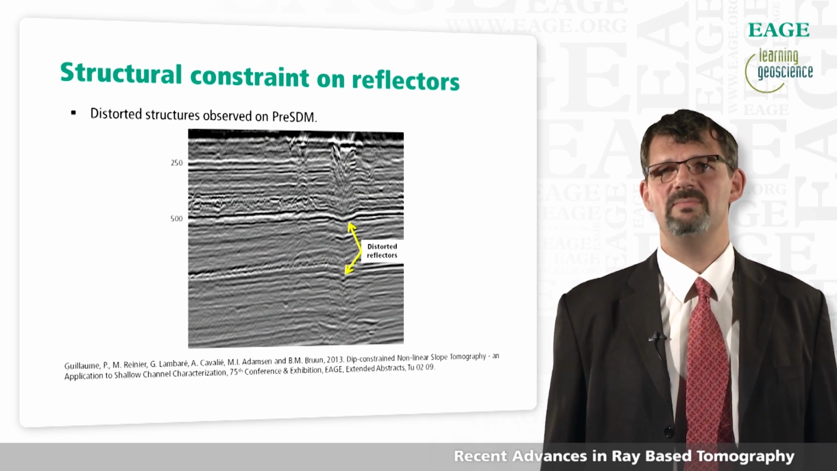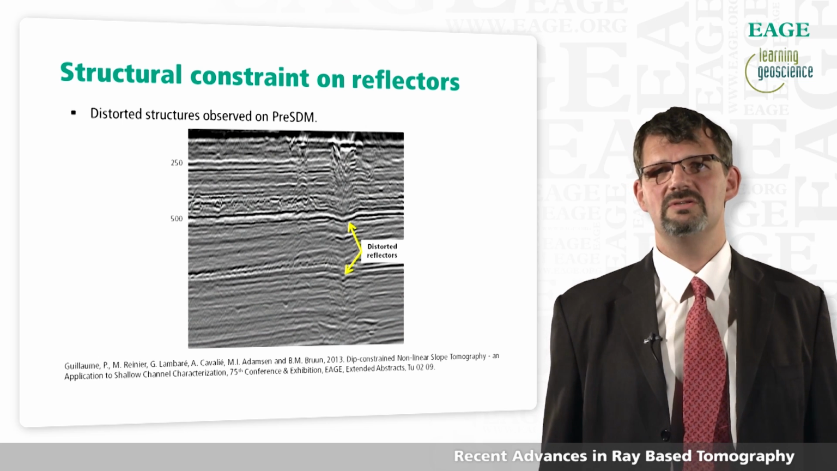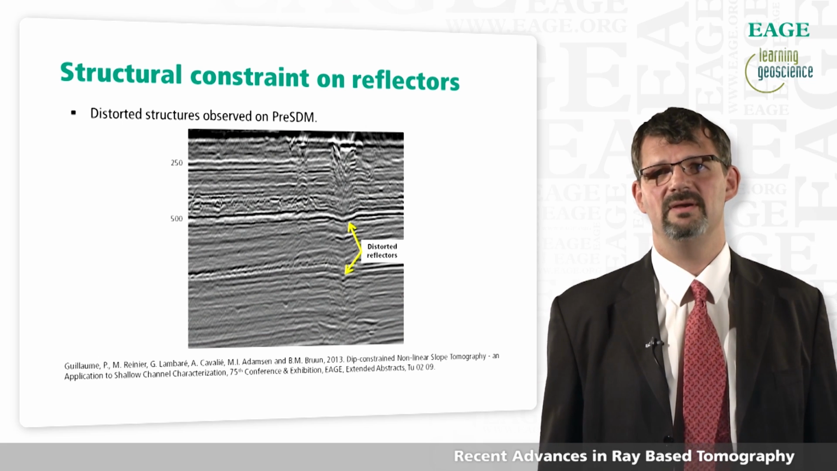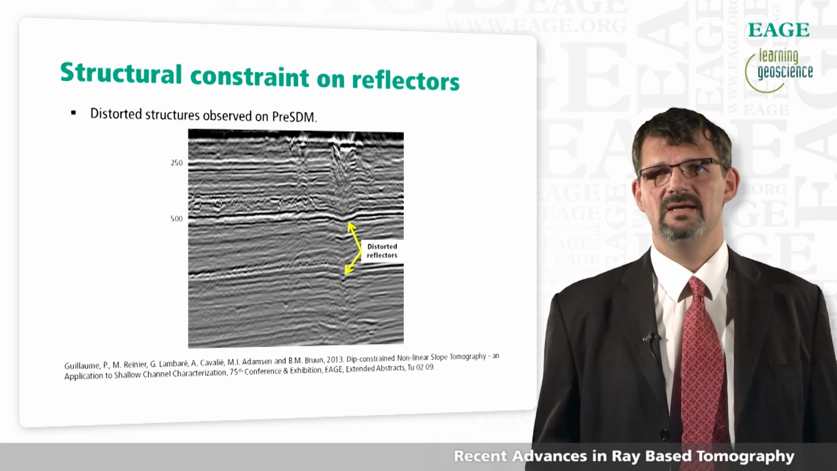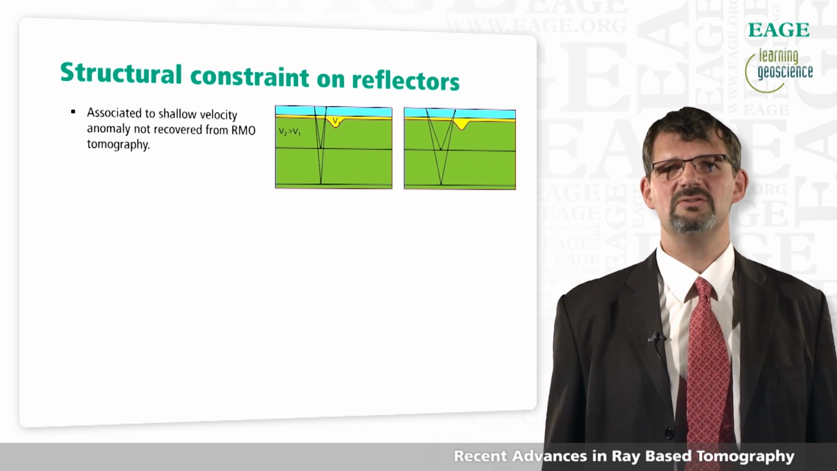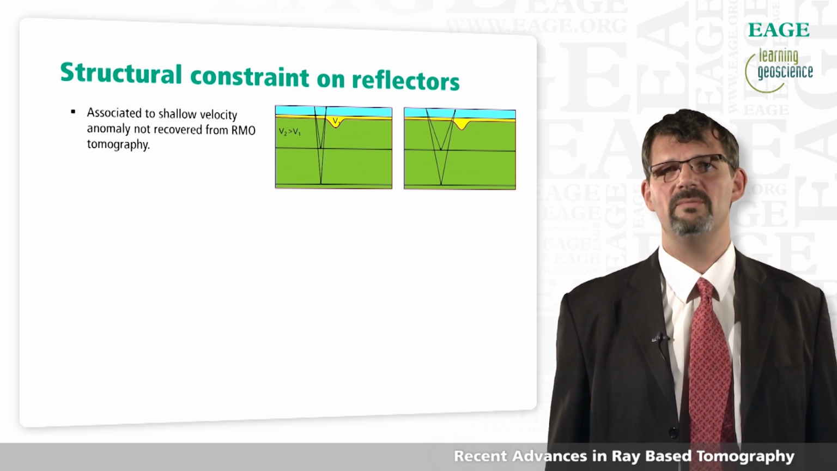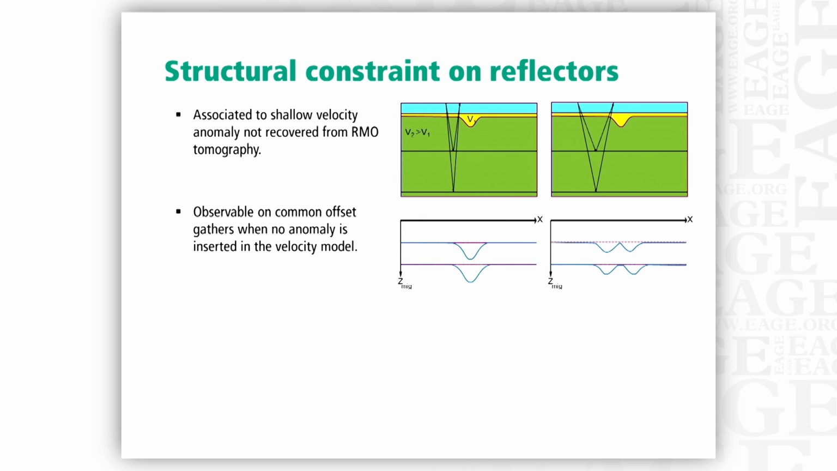Sometimes, when performing depth velocity models, the resulting velocity model does exhibit some distorted structure, which is observed on pre-SDM. Here you see one with this pull down, and here is the interpretation. In fact, this pull down is associated with a shallow velocity anomaly, which has not been recovered by RMO tomography. So they appear at short offset, and they appear differently at bigger offset.